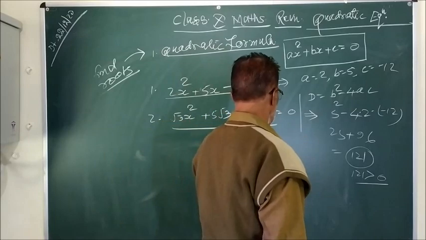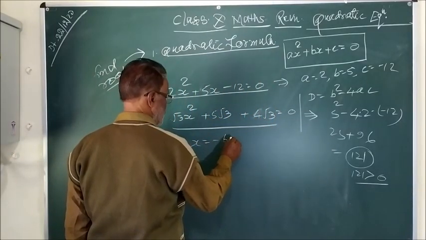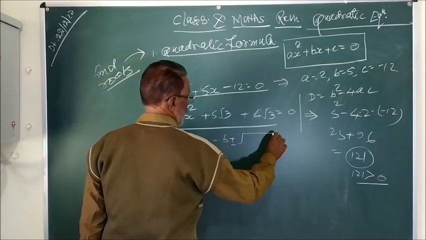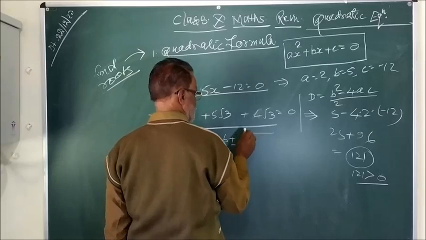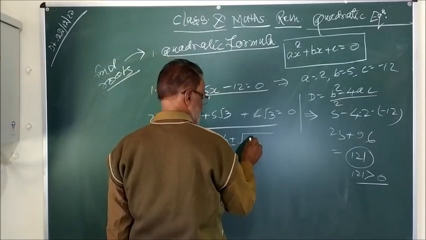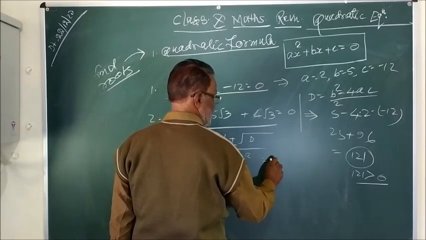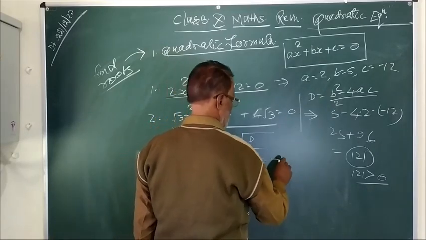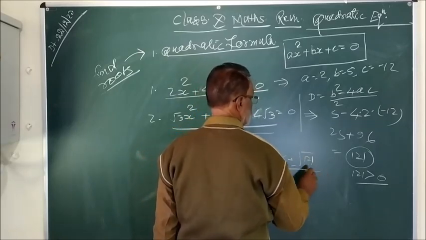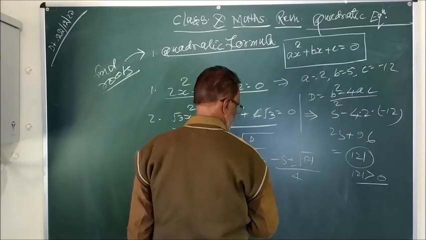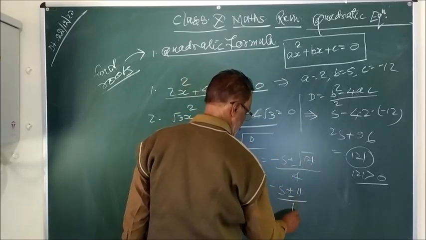And if you have already found it, then you can use the formula: x equals minus b plus minus the square root of the discriminant, which remains inside the square root, upon 2a. This will be minus 5 plus minus the square root of 121 upon 2 into 2, which is 4. So now minus 5 plus minus 11 upon 4.